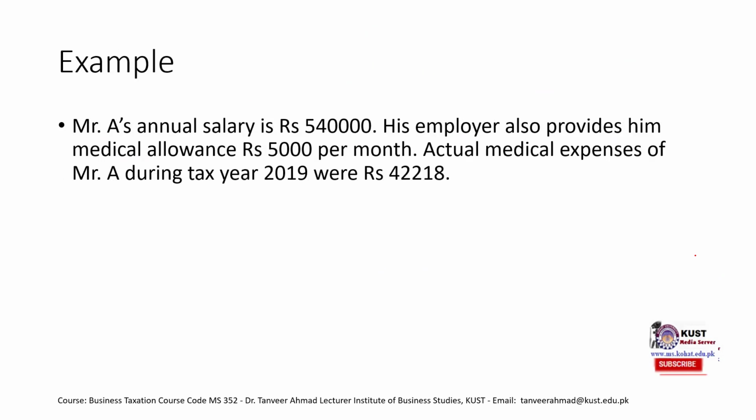Okay, so let's have an example. Mr. A's annual salary is 5,40,000. His employer also provided him medical allowance of 5,000 per month. Actual medical expenditure for the year 2019 that Mr. A incurred was 42,218. So remember, this is the actual medical expense that Mr. A incurred and was reimbursed by the company. It is totally not taxable. We do not pay tax on this amount, so we would not worry about this amount. We would not get this amount into our calculations. We would just have to worry about this one.